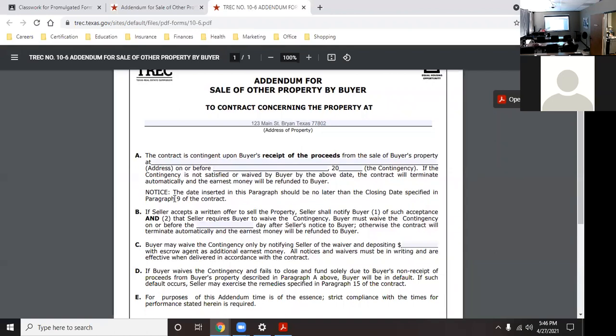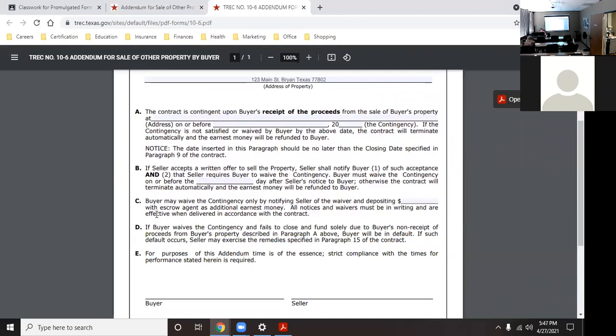This saves a lot of people from being in a situation where if their house is worth $300,000 and they're buying a $300,000 house, they might need that money in order to pay for the house. They can't own two houses. They don't have enough finances to own two houses. So you can add this to give you a contingency where you're not going to be locked into that contract of purchasing unless your other house sells.